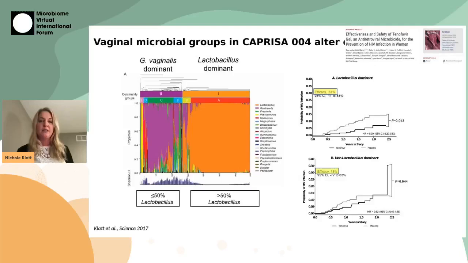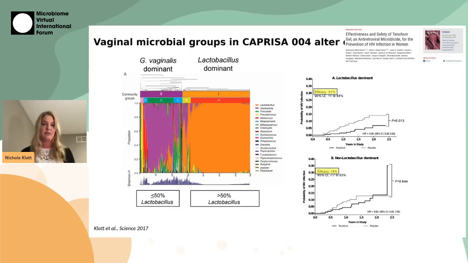But what we did is we took cervical vaginal lavage samples from the women in the study. We split them up into either lactobacillus dominant or Gardnerella vaginalis dominant, or what we call not lactobacillus dominant. So basically BV versus not BV. And what we see is that if you have this ideal lactobacillus dominant community, your efficacy actually increases. So now you have double the efficacy.